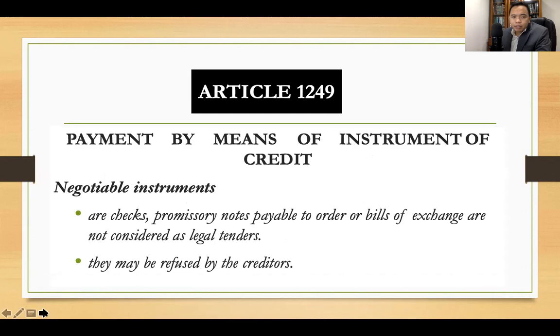Article 1249, payment by means of instruments of credit. So, okay, you have here negotiable instruments such as checks, promissory notes payable to order, or bills of exchange, which are not considered as legal tender. Take note of this, class. Checks are not legal tender. A promissory note is not a legal tender. That means that the creditor can refuse to accept it.